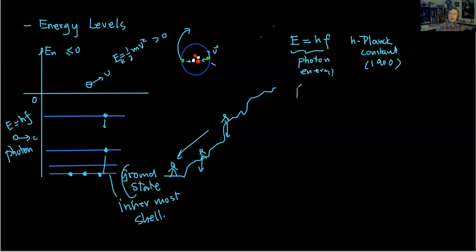Of course, if you want, you can rewrite this formula if you know that c equals lambda multiplied by f. Do you know this formula? Wave velocity equals the wavelength multiplied by the frequency. Do you know this formula?